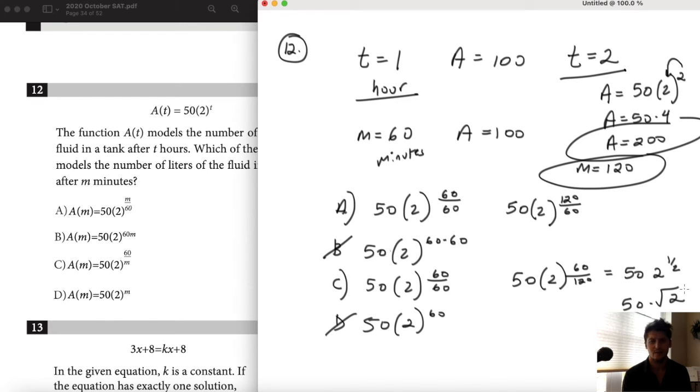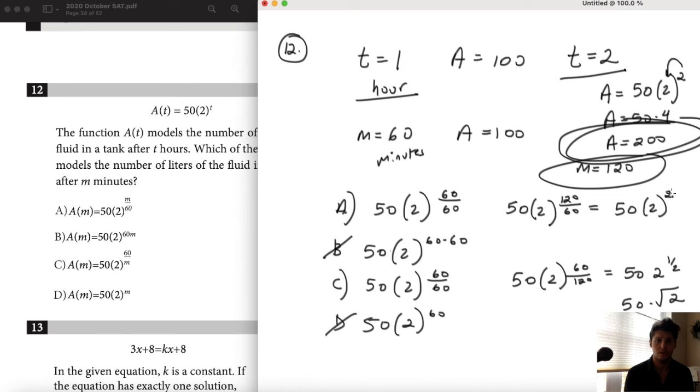I don't know exactly what it is, but we're trying to get to 200, and I know that 50 times 4 is 200. Right? This one, to be clear, was 50 times 2 to the second power. So that's 50 times 4, which is 200. So A is the right answer.